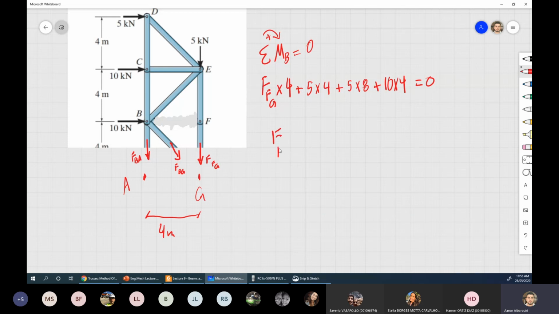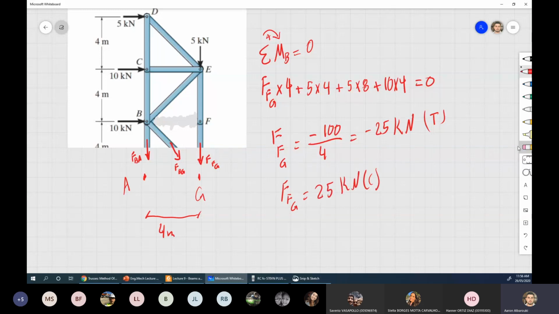So that means FFG, we calculated this from last class anyway, equals all of those negative divided by 4, which is I've got 5 by 4, 20, 5 by 8, 40, so that's 60, and another 40, that's 100, negative 100, divided by 4, and that will be negative 25 kilonewton. That's in tension, or we can say FFG equals 25 kilonewton in compression. And we'll go change that. Please remember to do this. And that's in compression.